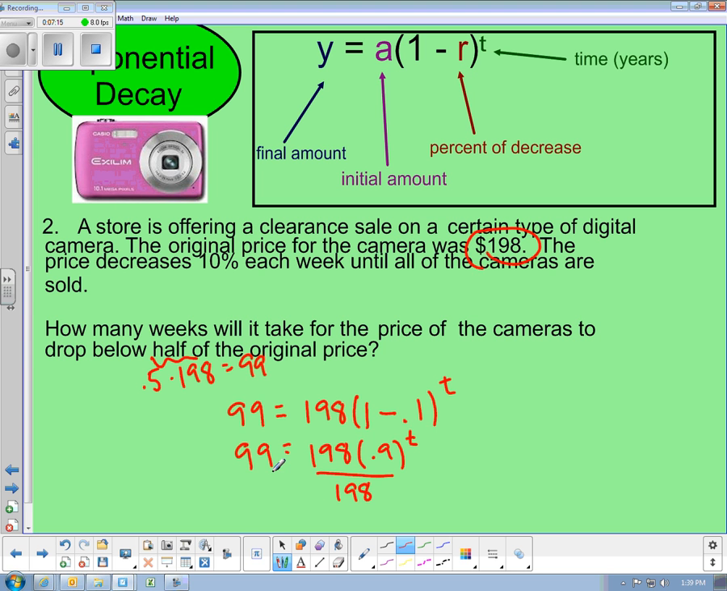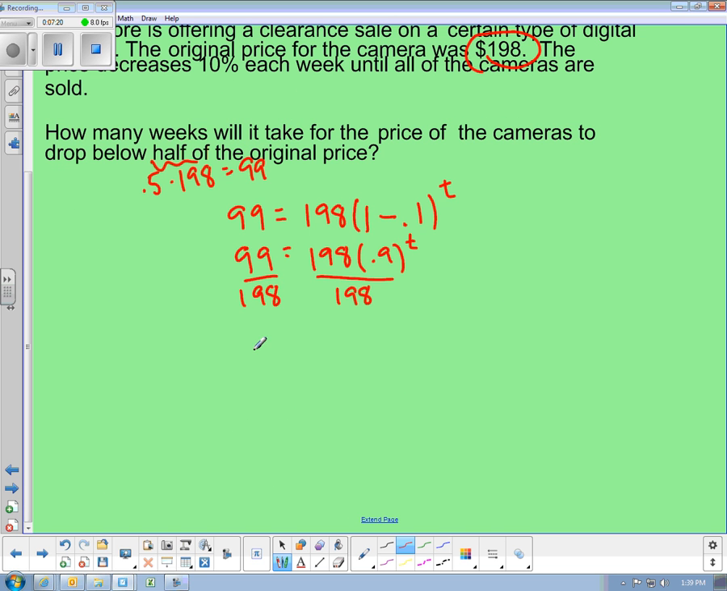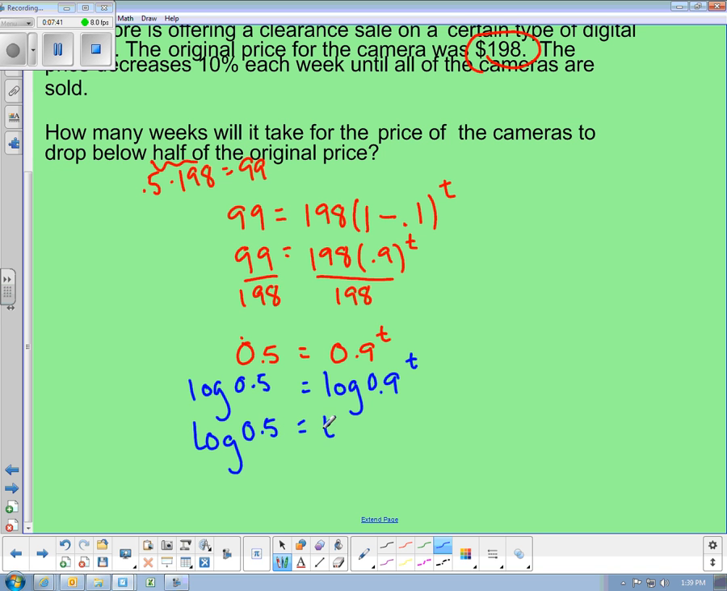Divide by 198, divide by 198, and we all know because we just found that, that is going to be a half. So I have 0.5 is equal to 0.9 to the t power. Now I use logarithms of both sides. The log of 0.5 is equal to the log of 0.9 to the t power, which pulls that t out front based on the properties of logs we learned in 9.3. So t times the log of 0.9 and divide by the log of 0.9.